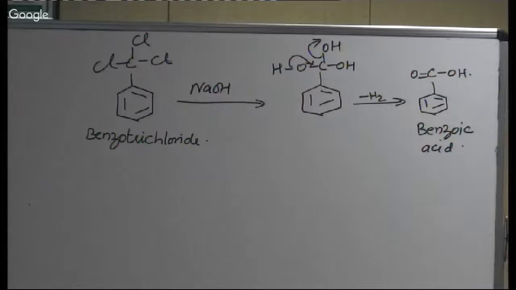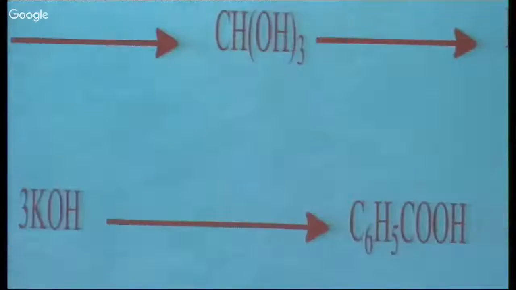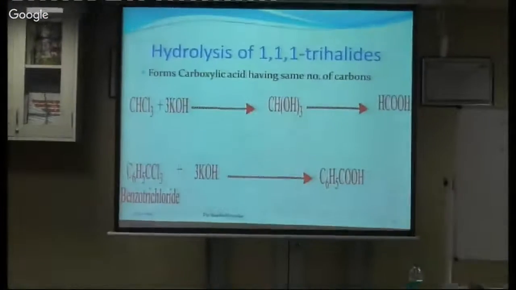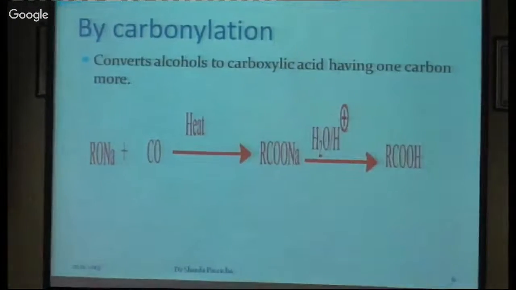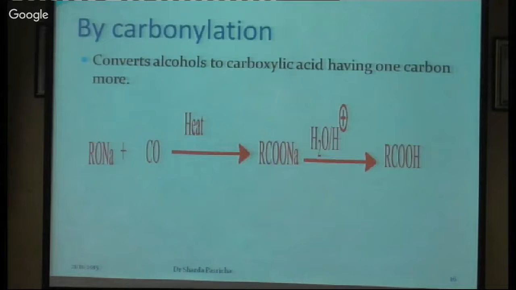Okay? Can we go to the next slide? Okay. The next reaction is the carbonylation reaction. Carbonylation reaction is a reaction of alkoxides. You can use sodium or potassium alkoxide. React it with carbon monoxide and heat it. You will get carboxylic acid having 1 carbon more than this alkyl chain. So immediately you should spot a step-up reaction taking place.